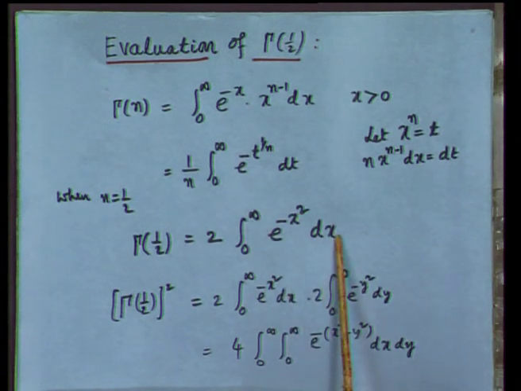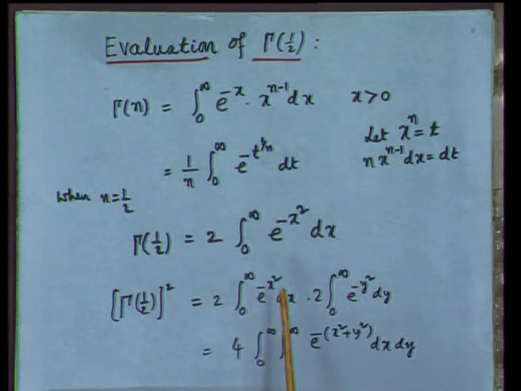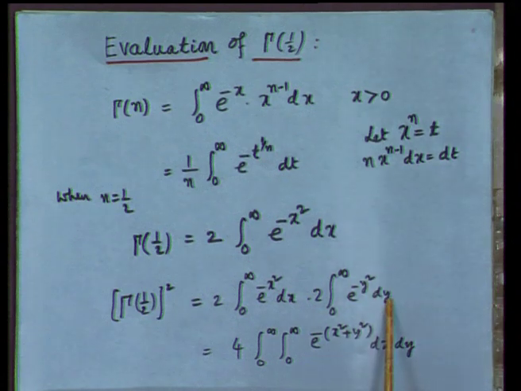Now, what I will do is take gamma half into gamma half, that is gamma half whole square, which is taken as 2 into the integral from 0 to infinity of e power minus x square dx, and 2 into the integral from 0 to infinity of e power minus y square dy.